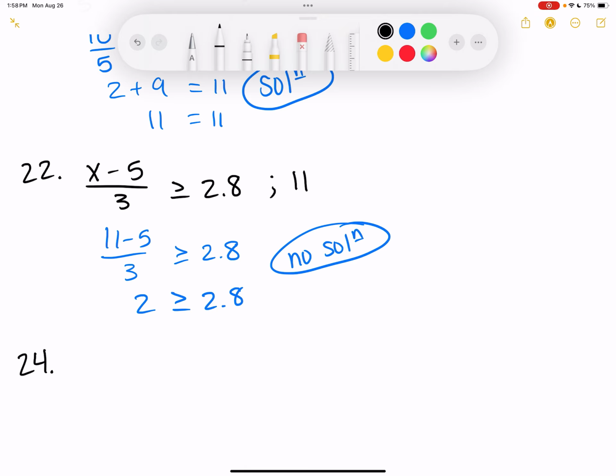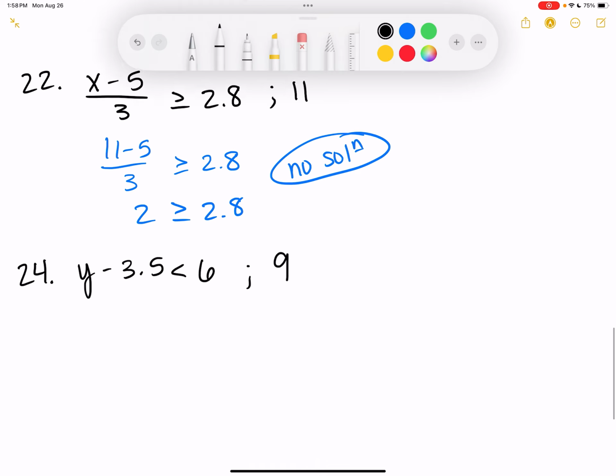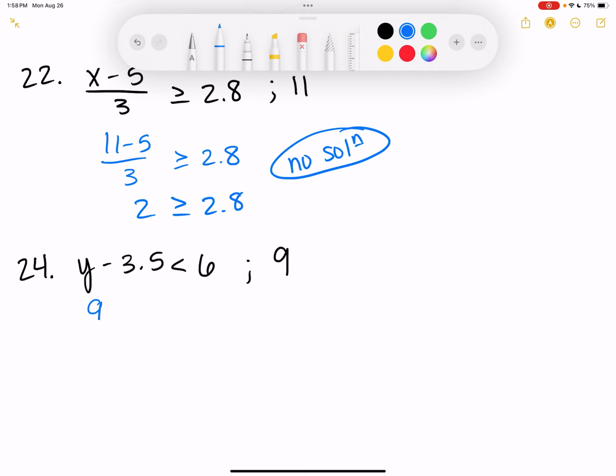y minus 3.5 is less than 6, and we're plugging in 9. So I've got 9 minus 3.5 is less than 6. What's 9 minus 3.5? 5.5. 5.5 is less than 6. Is that true or false? False. Is 5 less than 6? Yes. So would 5.5 be less than 6? Yes, I think.